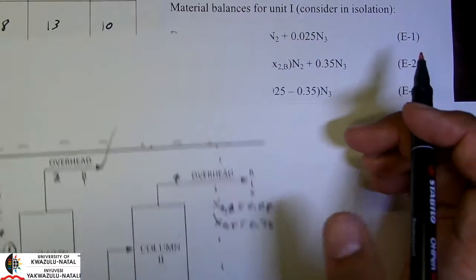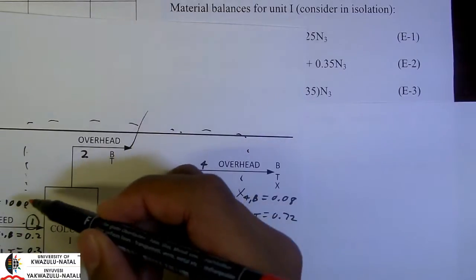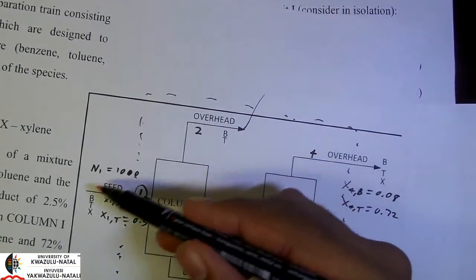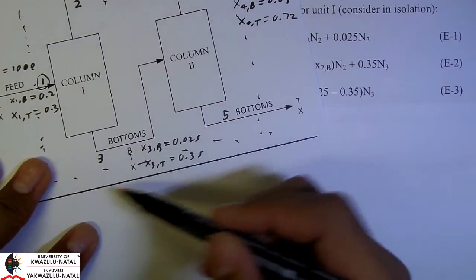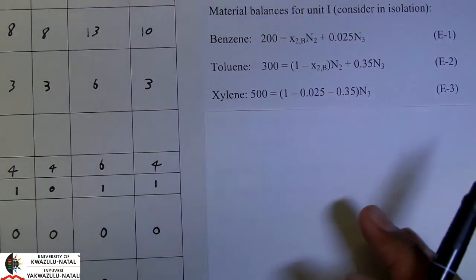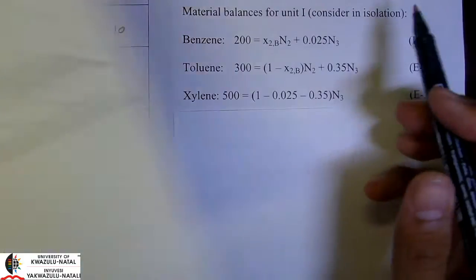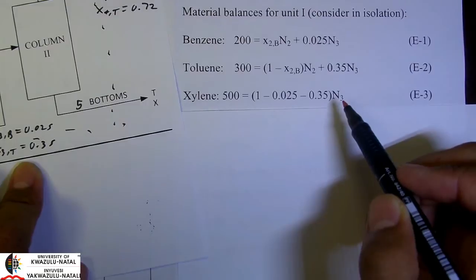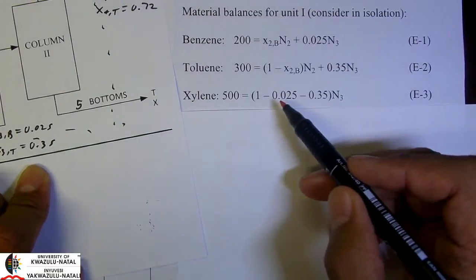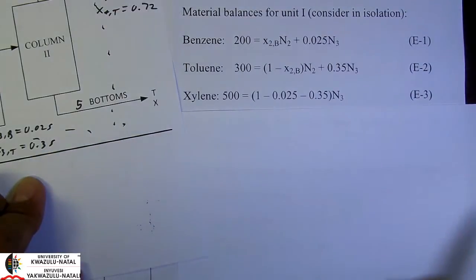And we also noted that there is no xylene in the overhead, so all of the xylene coming in here should equal what's coming out here. And we can express this in terms of our mole fraction and our total flow, which we currently do not know. So that's 1 minus 0.025 minus 0.35.